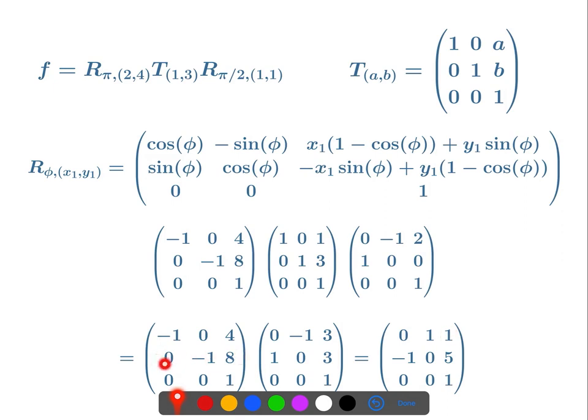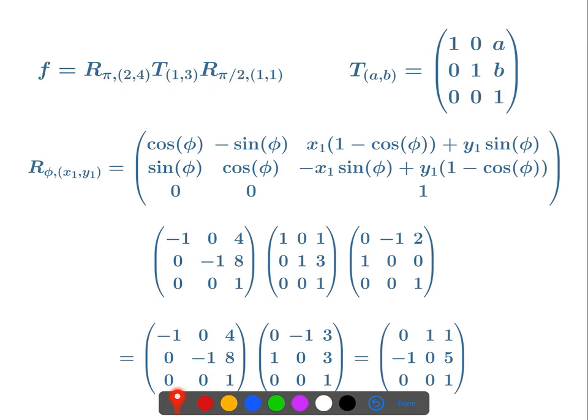Then we take this 0, minus 1, 8 dotted with each of these. So we're just going to get minus 1 for the first one here. This dotted with this will be 0. And then this dotted with this, you're going to get a minus 3 and a plus 8. So that's going to make the 5. And 0, 0, 1, like usual, we'll end up with 0, 0, 1 here. So this is the product of these three matrices that represent what's on the right-hand side up here for F.